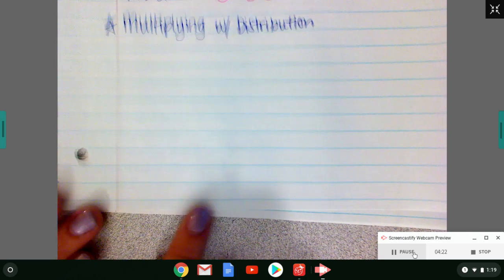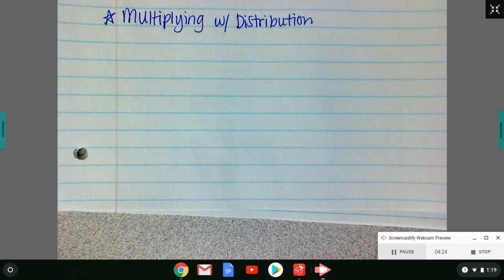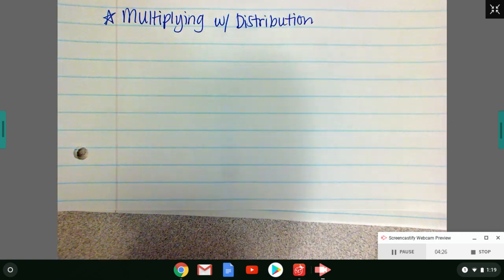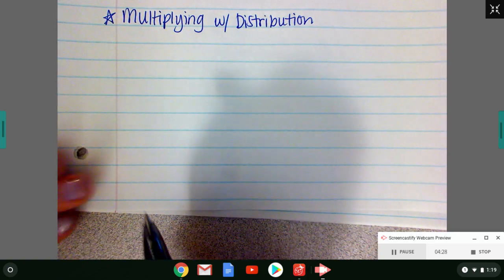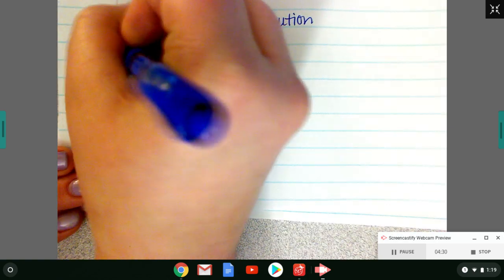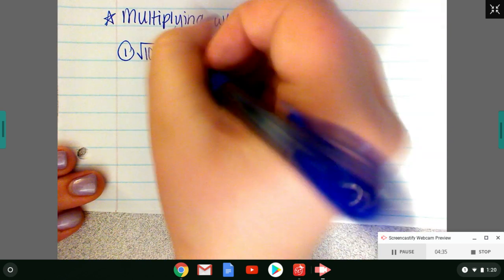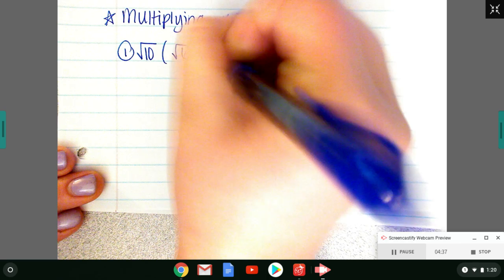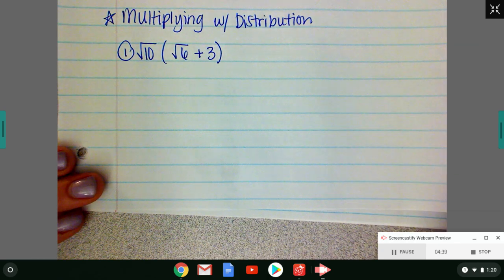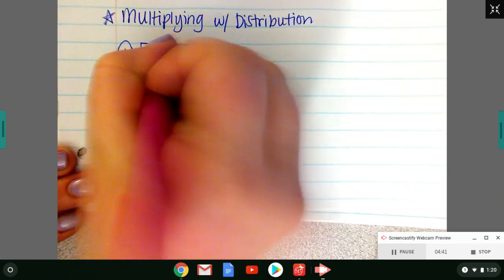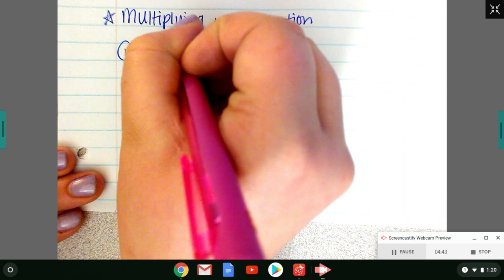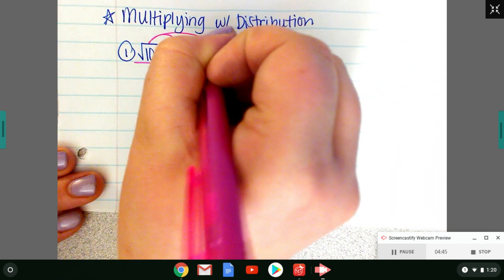All right, our next one is multiplying with distribution. So let's see. These ones we're going to have to do our distribution arrows in. So our first one's going to look like this. We'll have root 10 times the quantity, root 6 plus 3. So let's see. We want to distribute. So this square root 10 is going to get distributed into here and here.